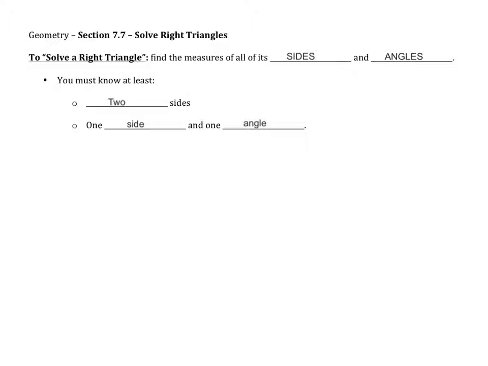So again, in order to solve a right triangle, first you must be told it is a right triangle, and then you at least need to know two of the sides or one of the sides and one of the angles. Once you have that bit of information, you could solve for all the rest. So in the end, you would know all three sides and all three angle measures.